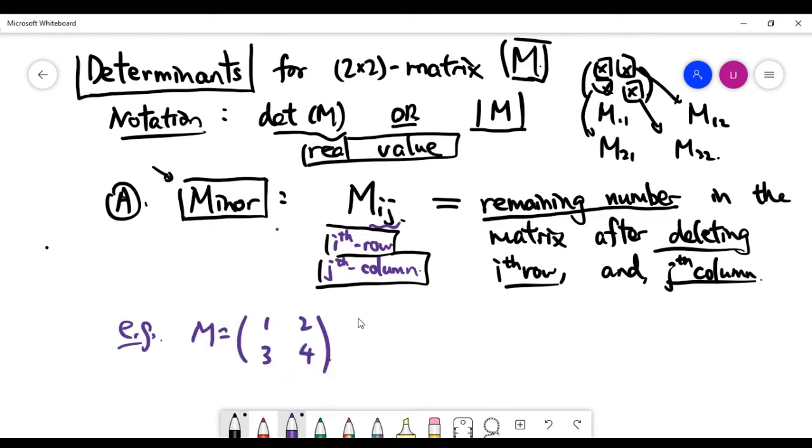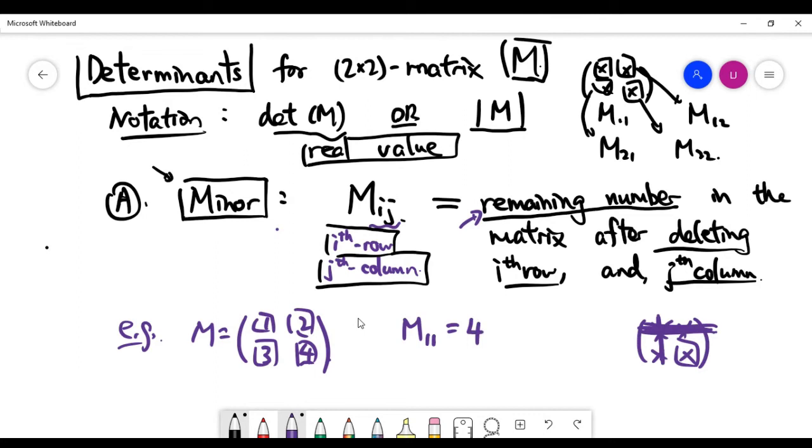So let's give you the 2 by 2 matrix like this, you see. And for example, to find the minor at the position on the first row and the first column, this number is going to be the remaining number after deleting the first row and the first column, right? After deleting this, you're left with only one number, which is 4 now, right?